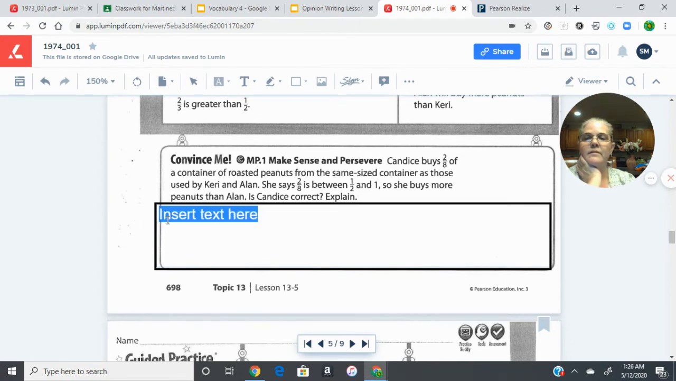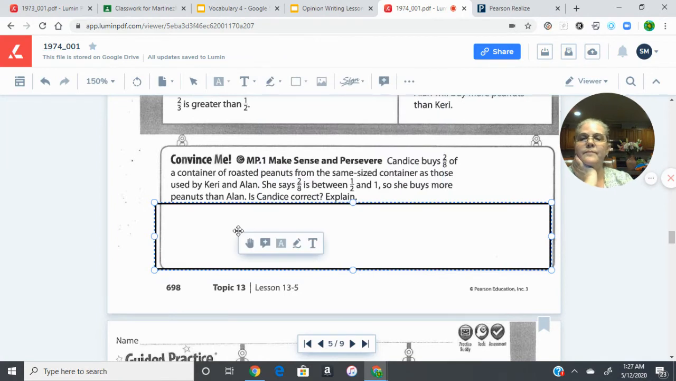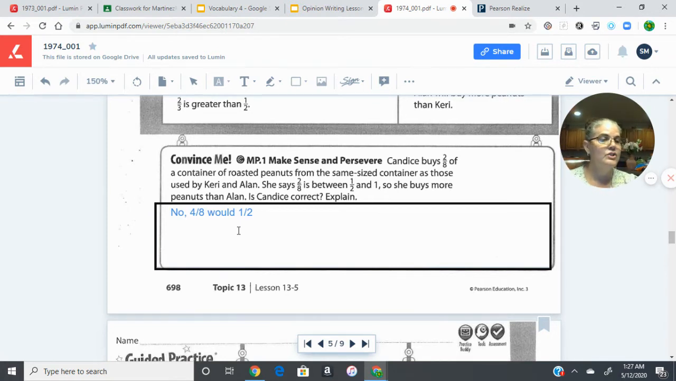Let's see if we can make it a little smaller. So I believe the answer is no, because 4/8 would be 1/2, and that's just getting to half, and this is 2/8. So 2/8 is between 0 and 1/2.